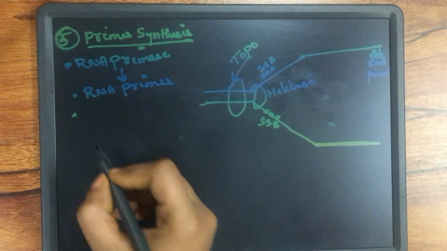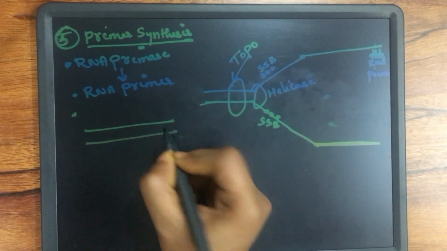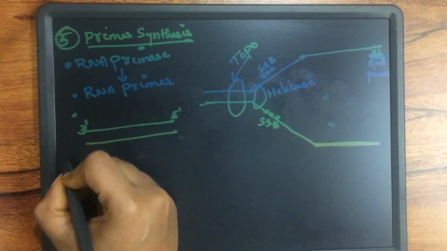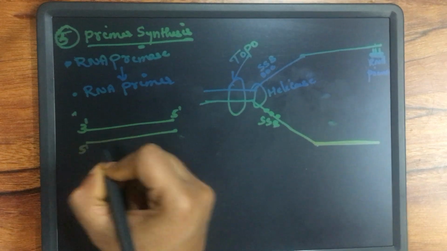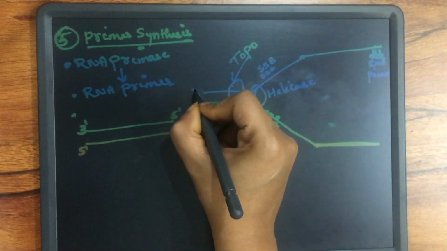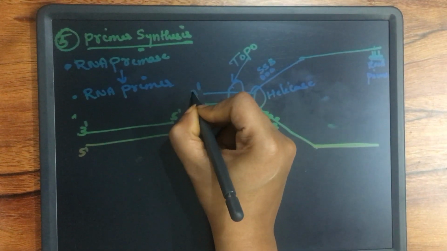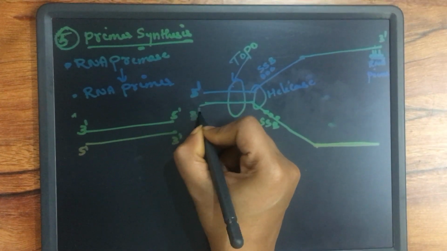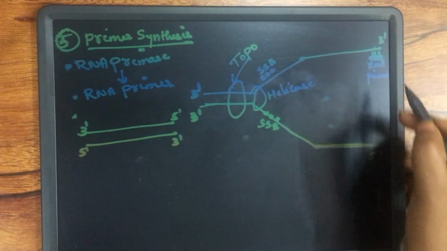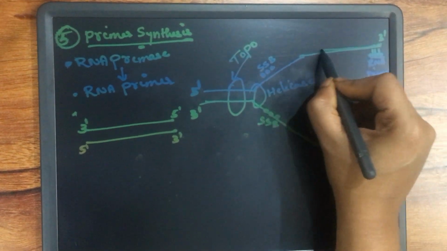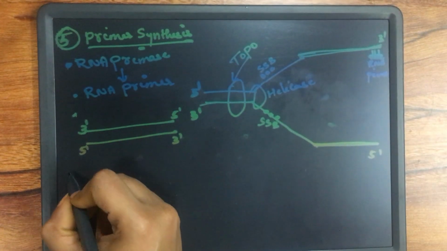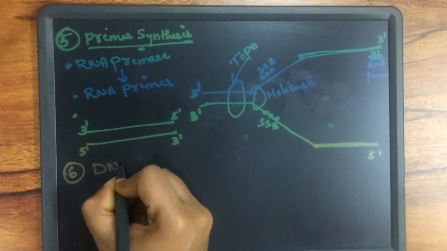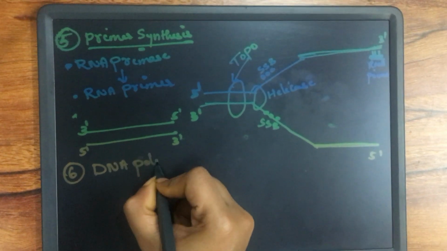We know that DNA is antiparallel in direction. The double strands are antiparallel in direction. So now this is our 5 prime to 3 prime and 3 prime to 5 prime. Okay. Now our sixth step is the binding of DNA polymerase.